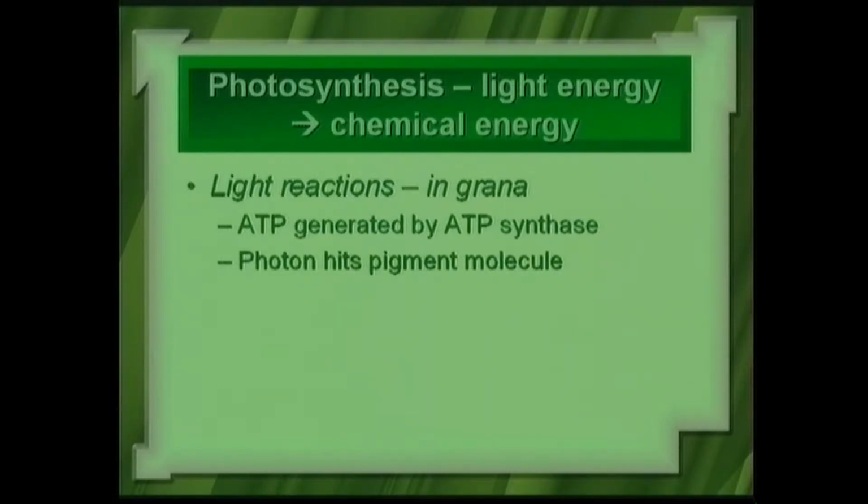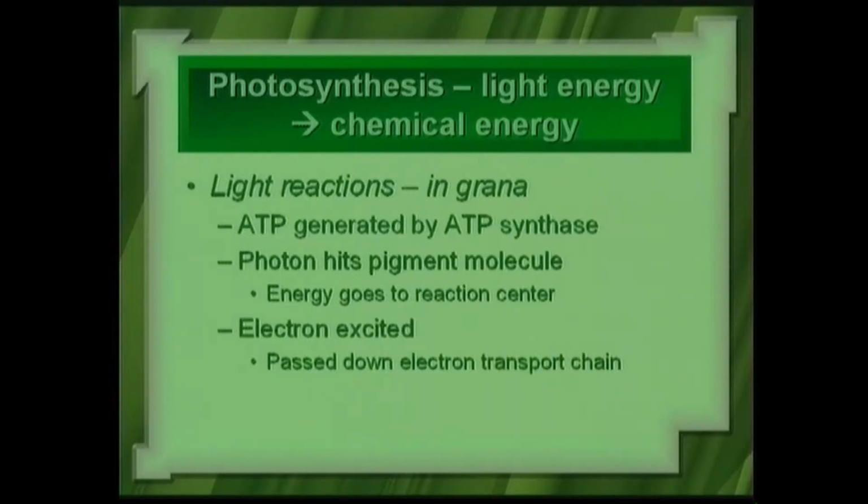Then, in the second part, a photon will hit a pigment molecule in photosystem 1. The first time it happened in photosystem 2; the next time, a photon hits a pigment molecule in photosystem 1. The energy goes to the reaction center, bouncing from one pigment molecule to the next. The electron involved is excited again and also passed down another electron transport chain.